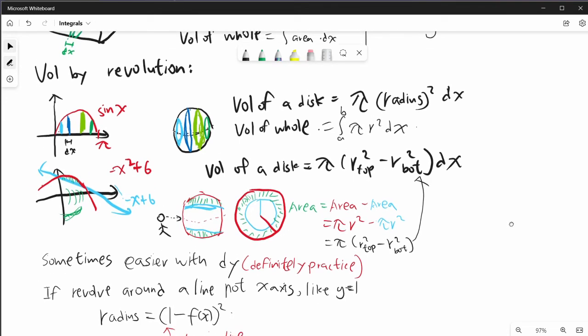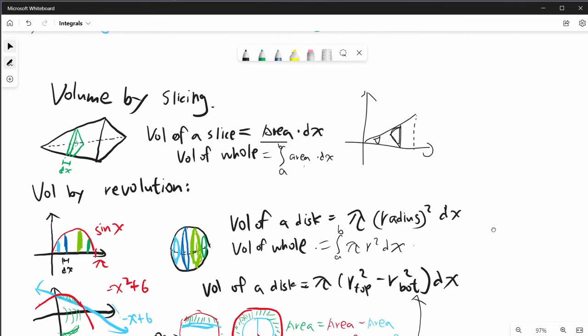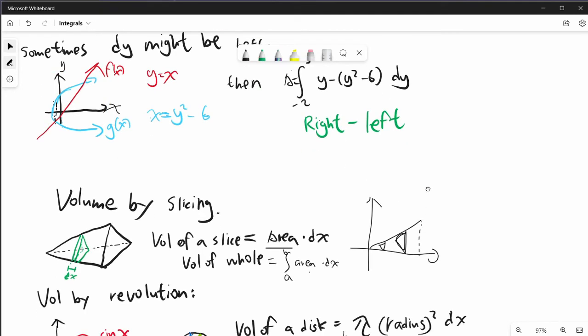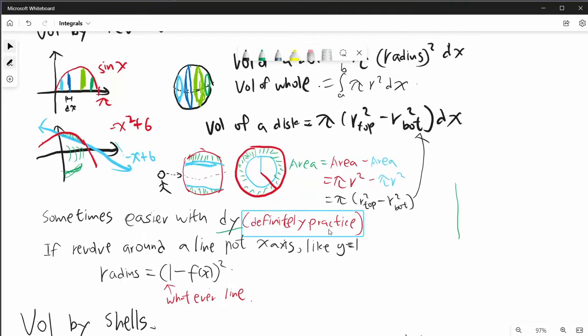Sometimes it might be easier with dy. If you have a graph like this, it might be easier to do a dy. But I think this definitely needs some practice. dy sometimes can get really confusing, and there's no better way than just practicing it.